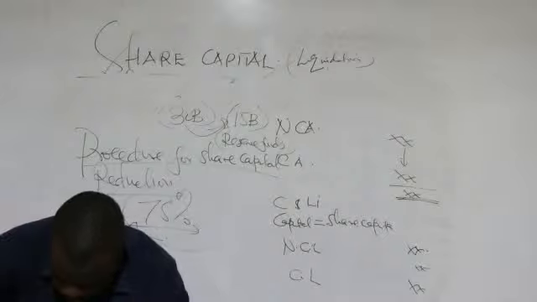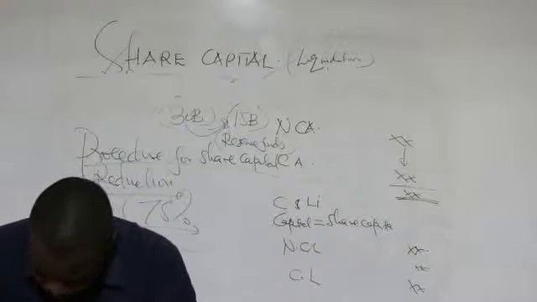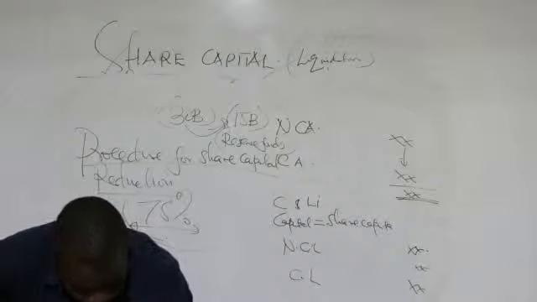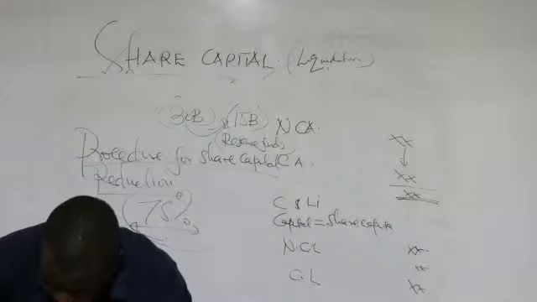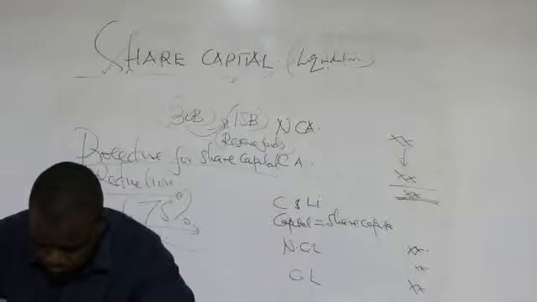Then number 3, the court will order the company to dispense with the creditors objecting to the reduction of the share capital before it can issue a consent for the reduction.